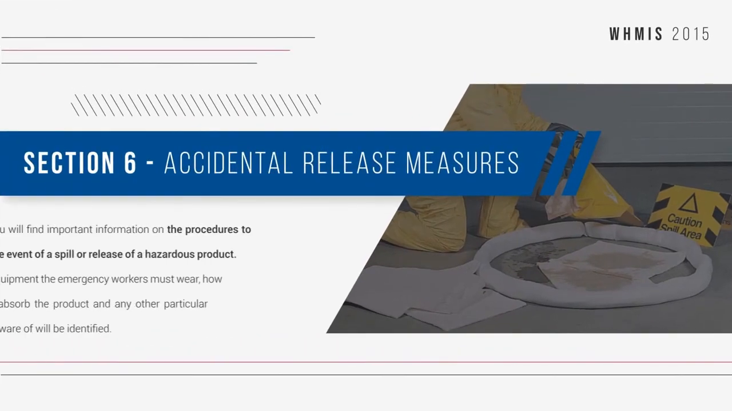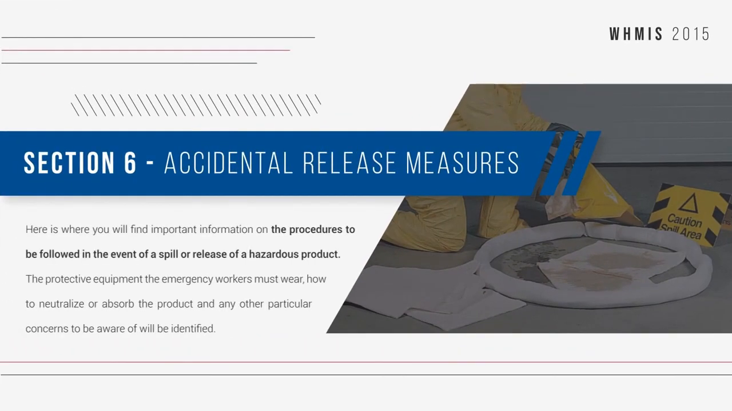Section 6 is accidental release measures. Here's where you'll find important information on the procedures to be followed in the event of a spill or release of a hazardous product, the protective equipment the emergency workers must wear, how to neutralize or absorb the product, and any other particular concerns to be aware of will be identified.